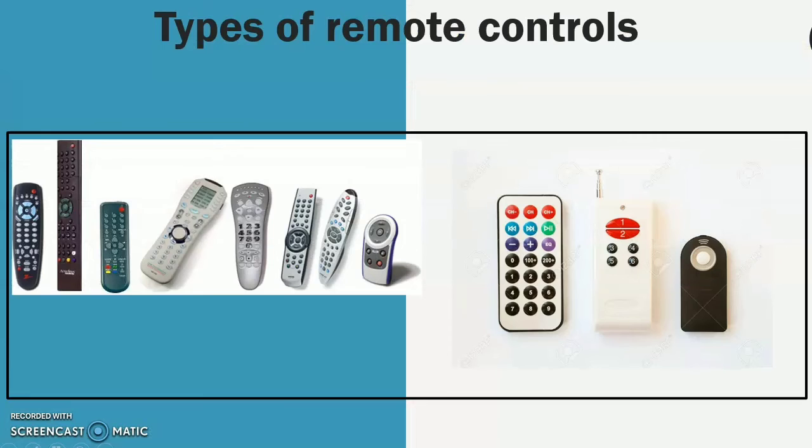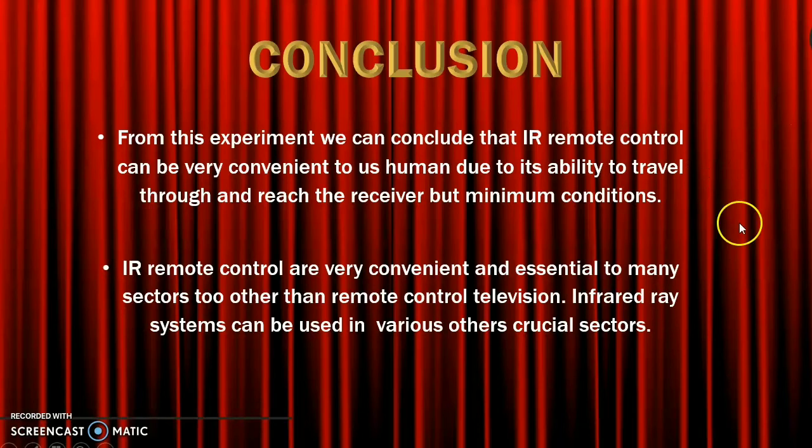And here we have the types of remote control. As we can see here, there are a lot of remote controls. As the conclusion from this experiment, we can conclude that IR remote control can be very convenient to us humans due to its ability to travel through between the remote and receiver under minimum conditions. IR remote controls are very convenient and essential to many sectors other than television remote control. Infrared systems can be used in various other crucial sectors.